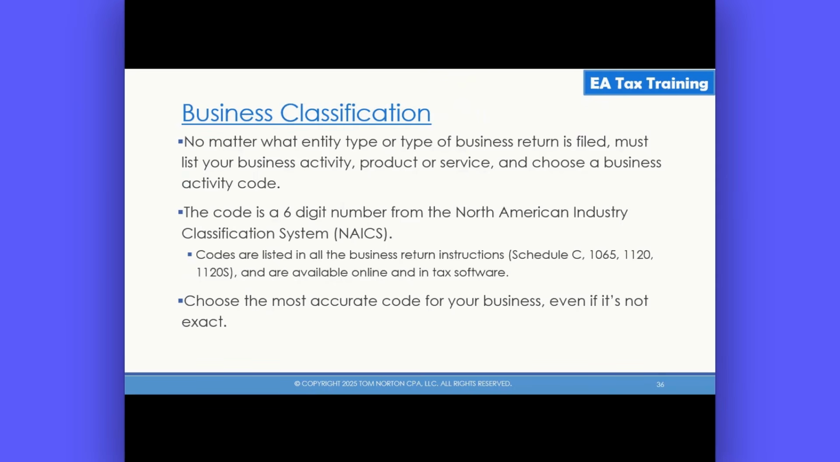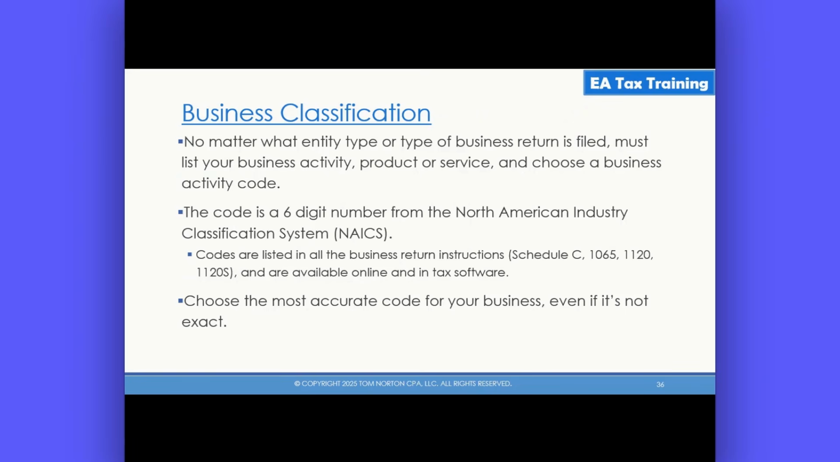Business classification. It doesn't matter what type of entity you have or what type of business you are in, you have to list on your tax return your business activity code. This is a 6-digit number that comes from the North American Industry Classification System, or NAICS. These codes are listed in all the business tax return instructions: Schedule C, the partnership, the corporation, etc. They all have these lists of codes.